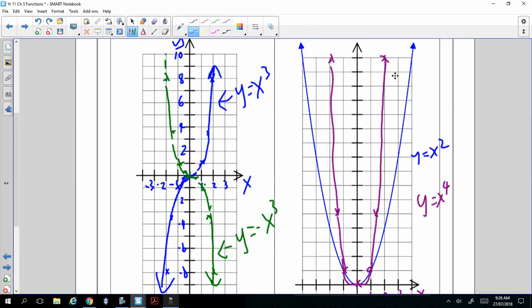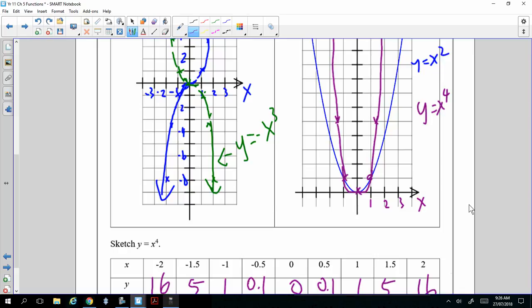Looks like that. Yeah. So one looks like this, right? One parabola looks like this. Can you see the difference? Parabola. This one's very steep. That's that. Okay.